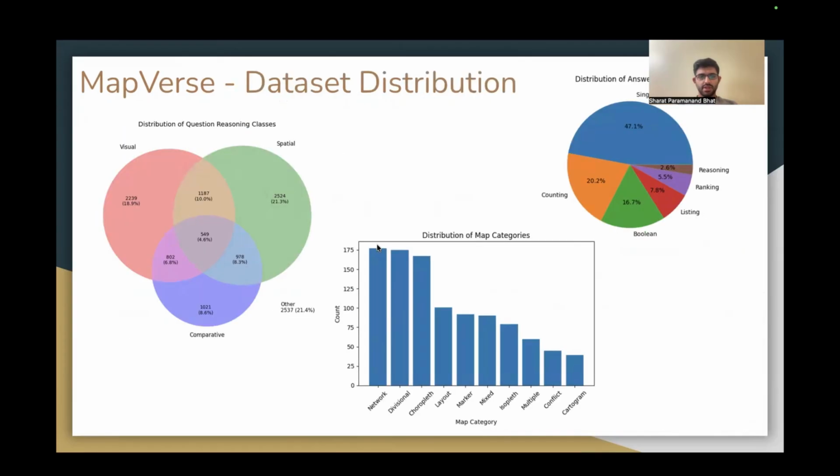So just to give you a brief overview of our data, we have 3 sets of disjoint classes for visual reasoning, spatial reasoning, and comparative reasoning. These are the set of answer types on the right that we have used. And the set of map categories and its distribution can be seen below, ranging from network to cartogram.